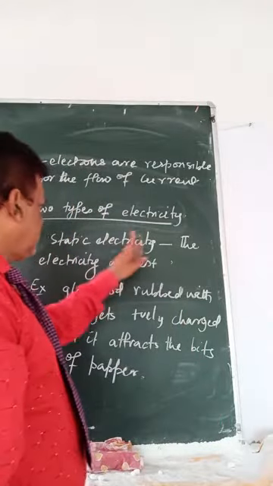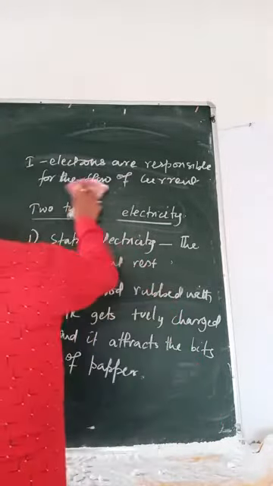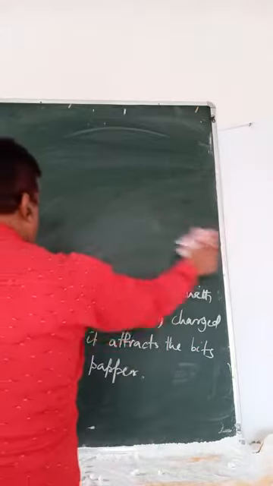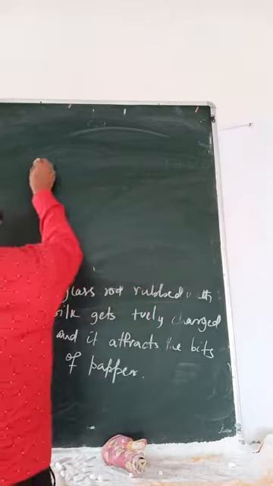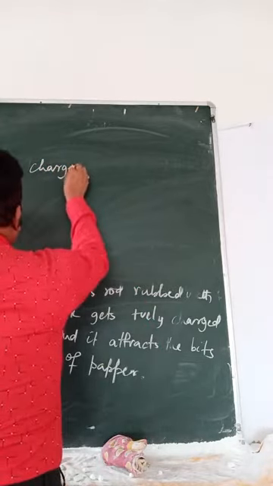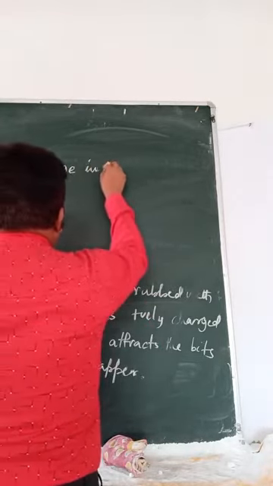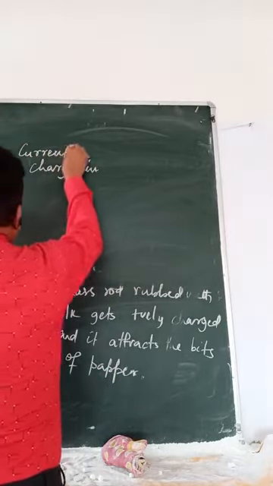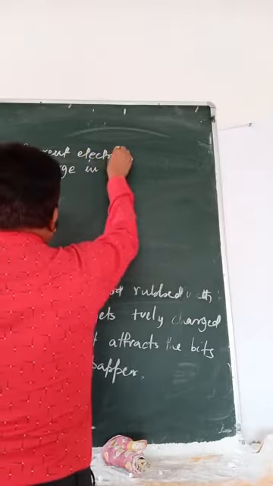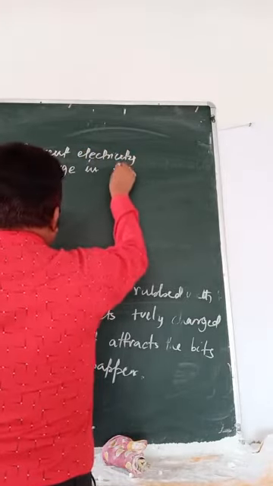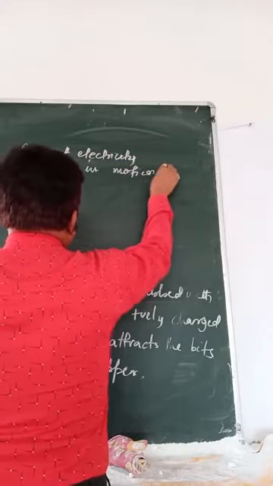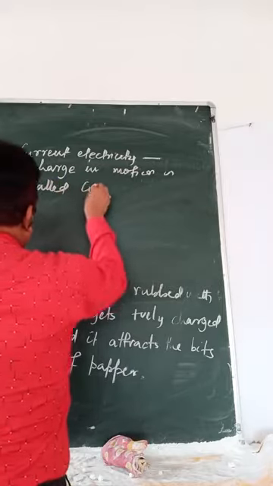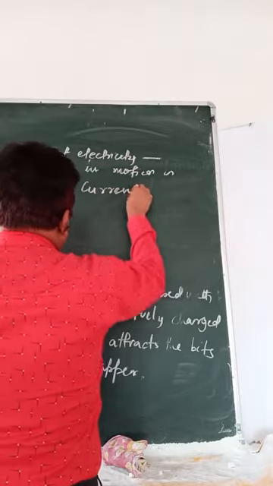Now what is current electricity? The charge in motion. Charge in motion is called current electricity.